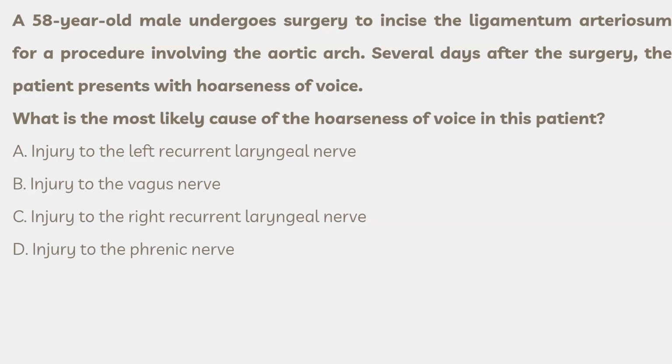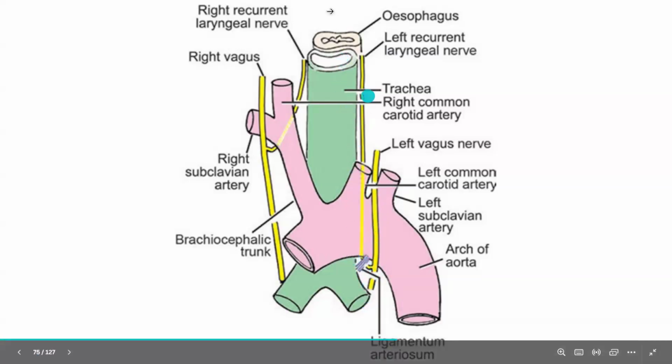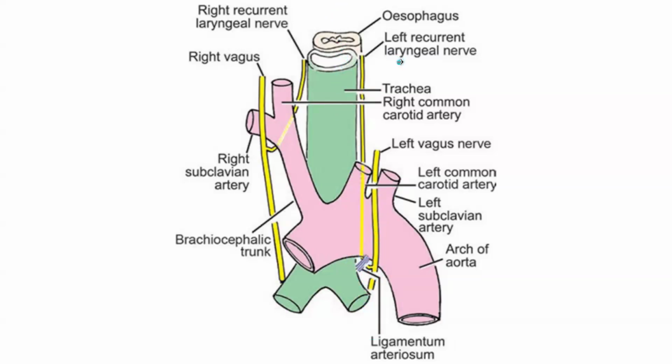A 58-year-old male undergoes surgery to incise the ligamentum arteriosum for a procedure involving the aortic arch. Several days after the surgery, the patient presents with hoarseness of voice. What is the most likely cause of this hoarseness of voice in this patient? Yeah, it's an easy question. The answer is indeed A, the left recurrent laryngeal nerve. The left recurrent laryngeal nerve branches off of the left vagus nerve and goes here and wraps around the ligamentum arteriosum and then goes back up into the larynx. And it supplies all of the intrinsic laryngeal muscles, apart from one muscle.